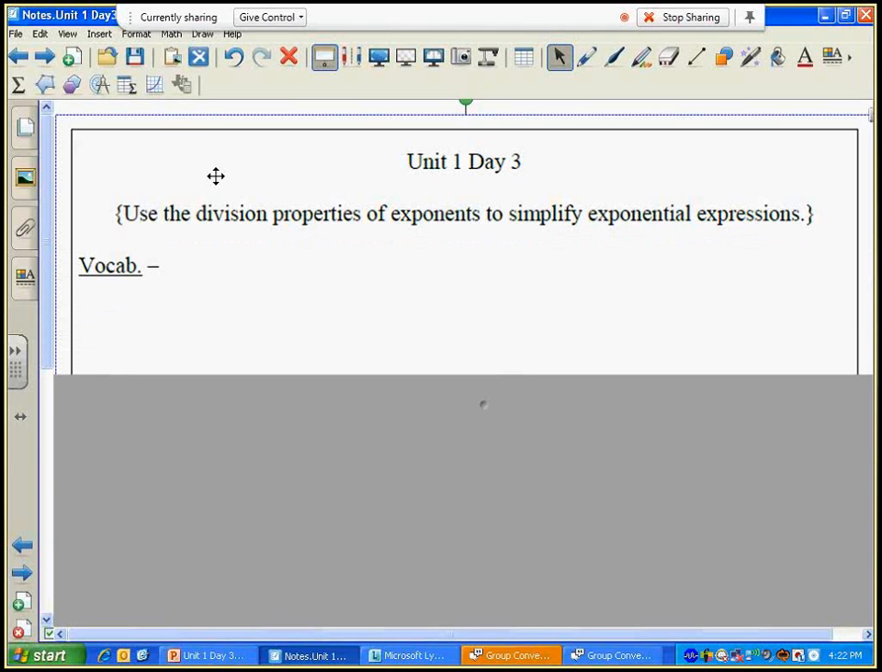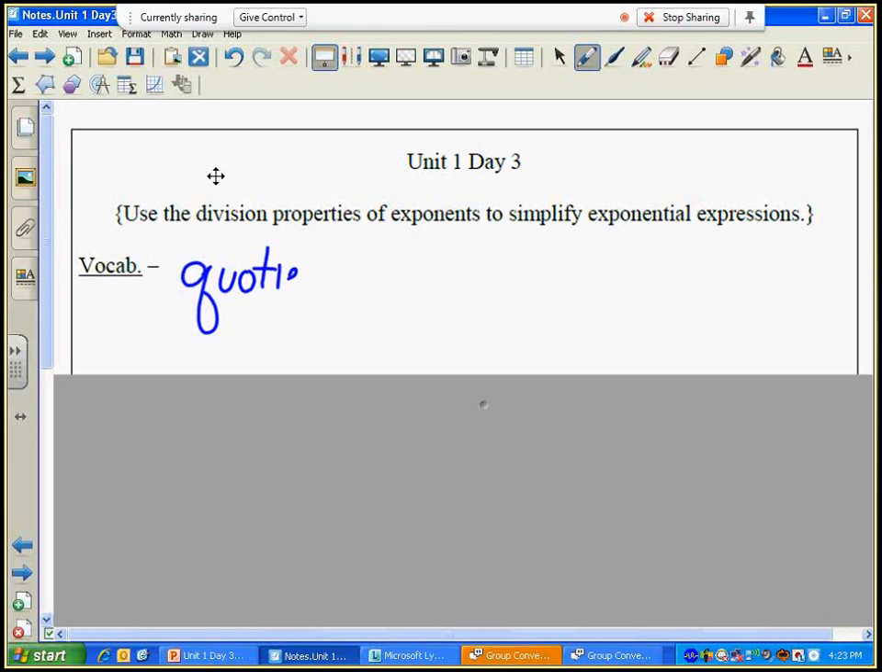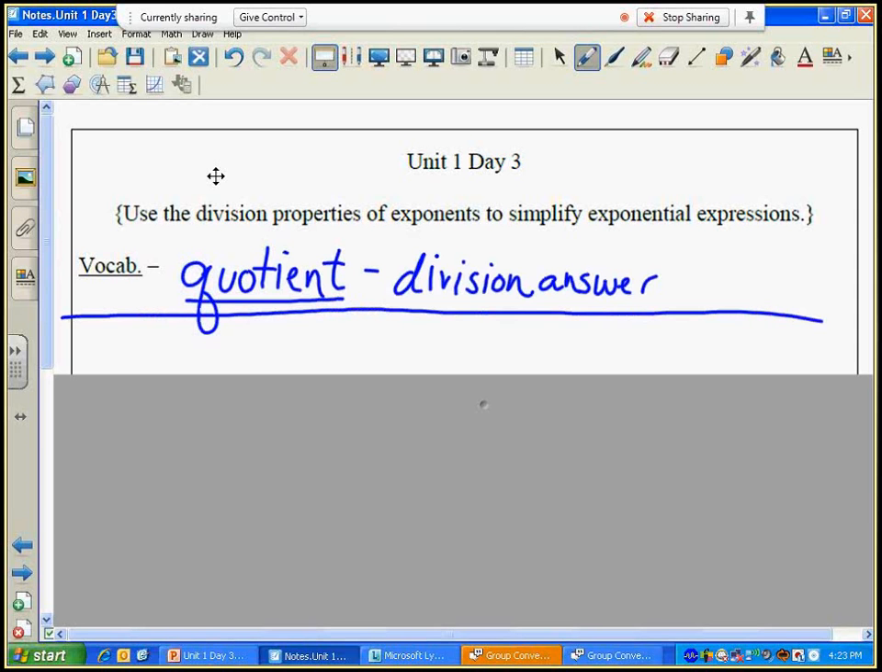Okay, first, let's think about a little vocab word here. The one word I'm really concerned with in this unit, this day, I should say, is the word quotient. Okay? Well, if you guys don't remember what quotient means, remember that it's just the answer to a division problem. So let's write division answer. Okay? Draw yourself a little line after that, separating the vocabulary from an example we're about to do.